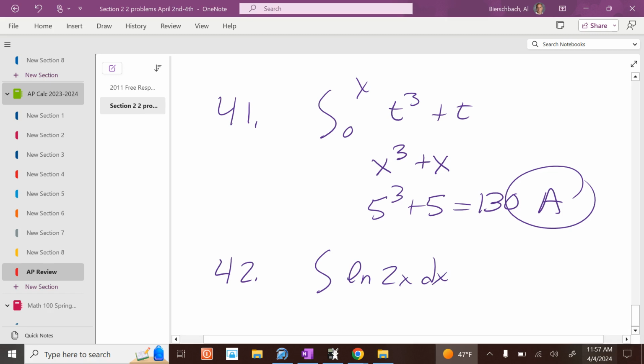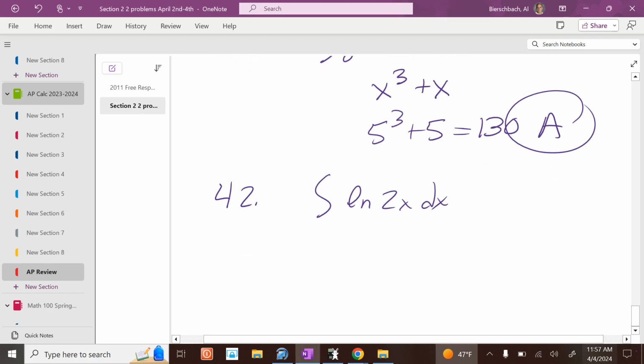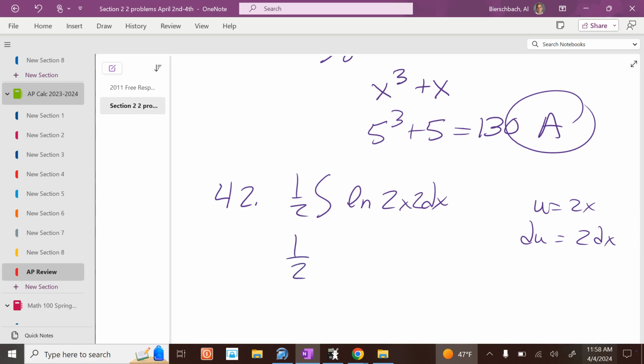Yeah. 42. The integral of the ln of 2x dx. Okay. This is a u problem. Okay, u equals 2x, du equals 2. So we need 2 dx. So we need a 1/2 in front. So it's 1/2 the integral of the ln of 2x is the integral of the ln of u du.